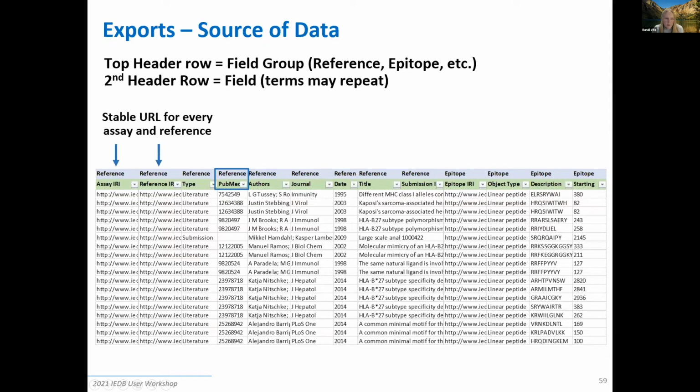This is export source of data. So many people, when they're looking at the data, they want to know where it came from. And so I want to point out in the exports, we have links back to the assay, links to the reference in the IEDB, and the PubMed ID is in the assay export.